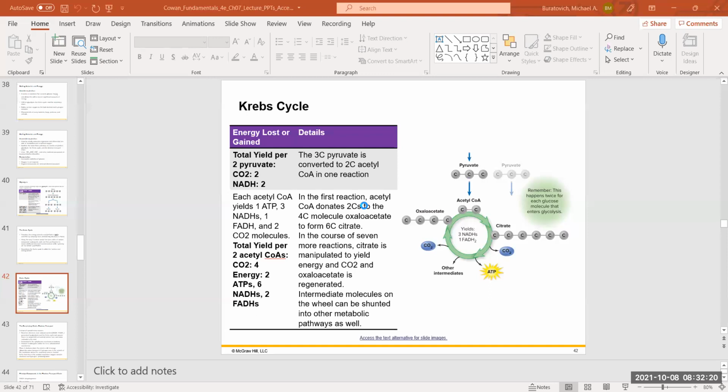Wait, is it 2 or 2.5 ATP per NADH? 2.5 ATP per NADH. That's based on the best stoichiometric calculations available to us today. Those numbers are not final, but they're the best we have for now.